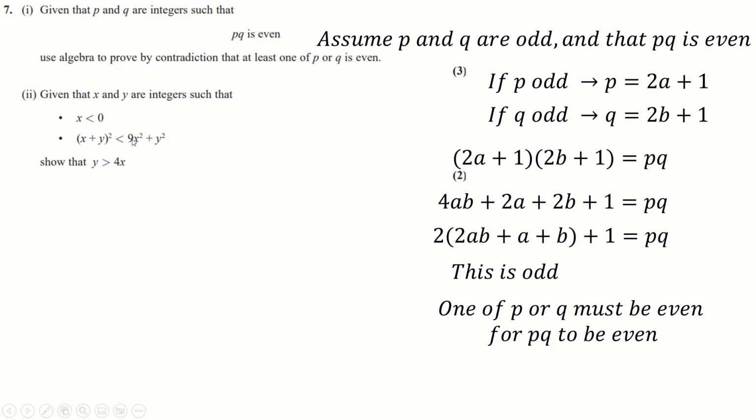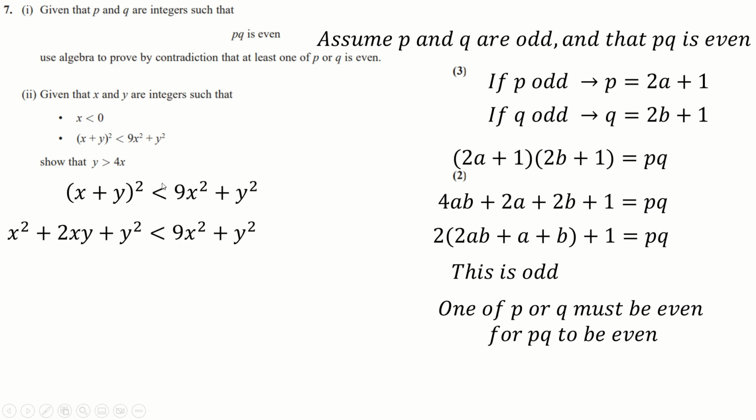Given this stuff, show this. So given this, we're allowed to start here. So let's start here. Let's expand it out. So this is x plus y times x plus y. So it's x squared plus xy plus xy plus y squared, which is this. Some stuff cancels, and you can simplify to this, I guess.